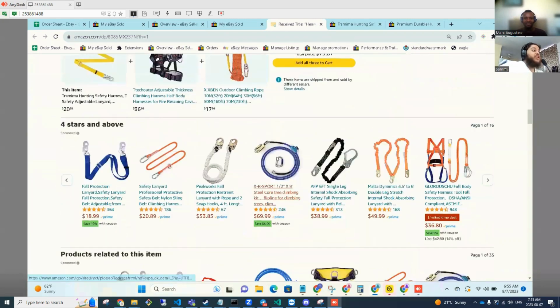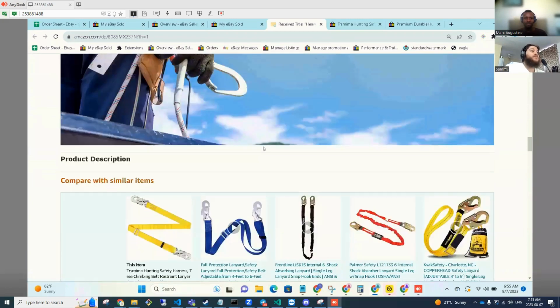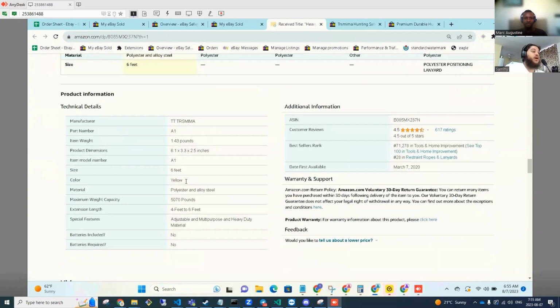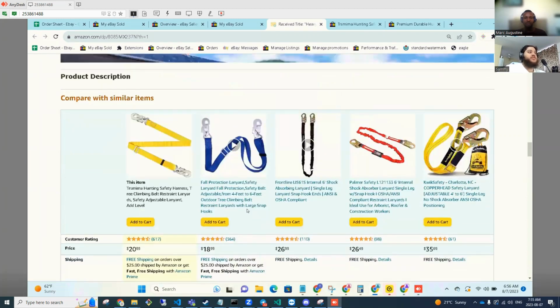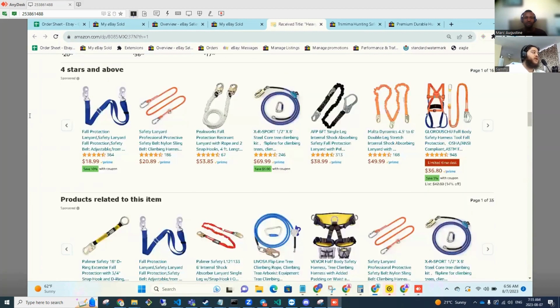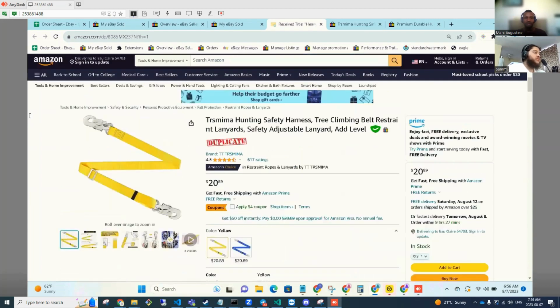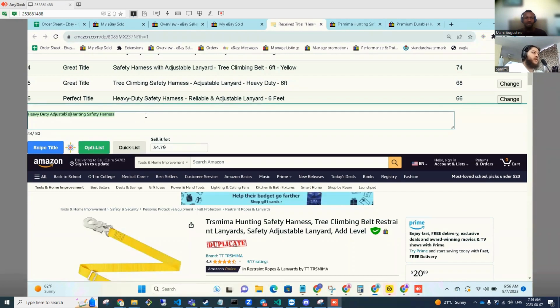Imagine the way that I had to optimize the titles back in the day. I would actually read all of this, and then try to figure out, right over here, adjustable, multi-purpose, heavy duty. These are the words that really convert. I would start with heavy duty. So I would write heavy duty adjustable hunting safety harness. Right away I put the two benefits in the front, and then I talk about the item.